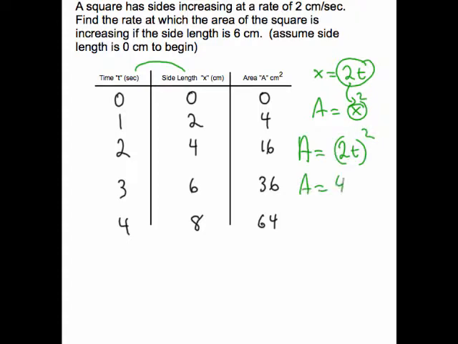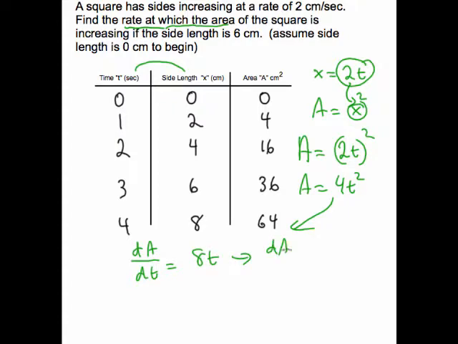So area is 4t squared. Now, I actually need the relationship between A and time because I want the rate, which is always with respect to time, when the area of the square is increasing at a side length of 6. So if I were to take the instantaneous rate of change of area with respect to time, which is the derivative, I would get 8t.